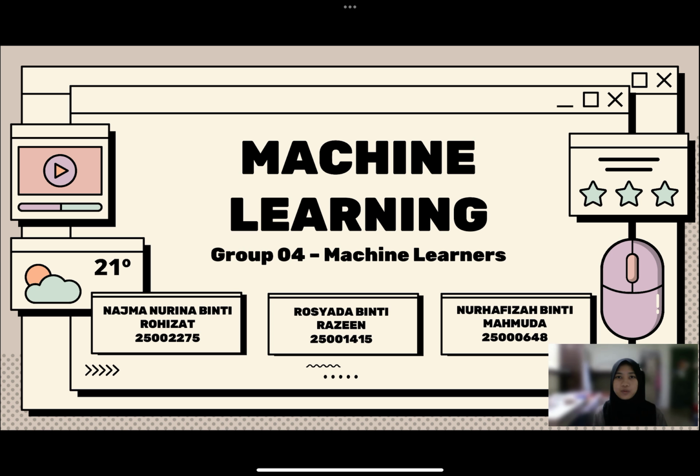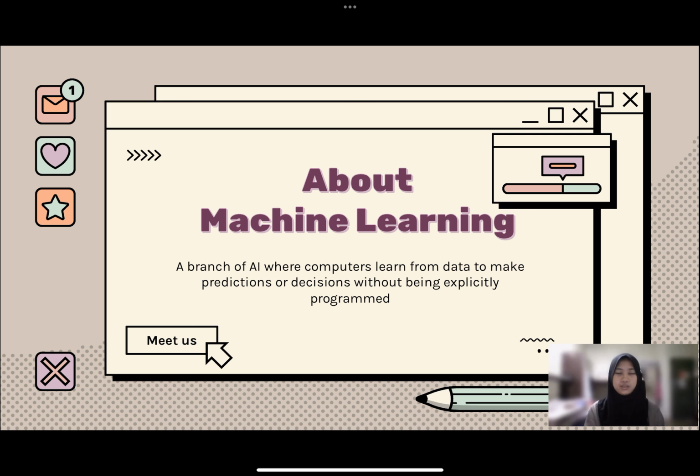Today, our group will be presenting about machine learning. First of all, machine learning is a branch of artificial intelligence where computers can learn from data and improve their performance without being explicitly programmed. In simple words, instead of us telling the computer what to do step by step, we give it data and it figures out patterns or solutions by itself.